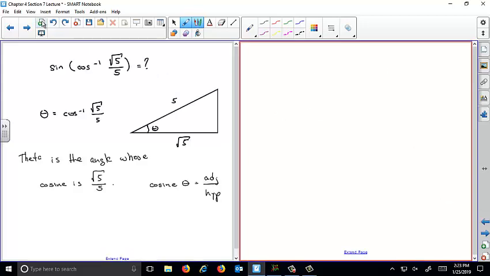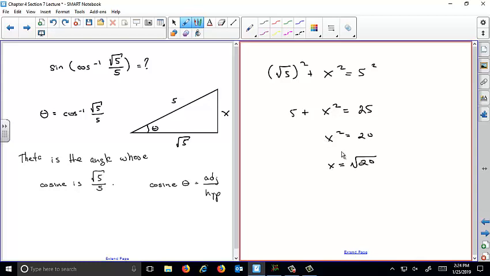So what we need to do is figure out what x is. Again, the Pythagorean theorem says the square root of 5 squared plus x squared equals 5 squared. So you get 5 plus x squared equals 25. X squared equals 20. X equals the square root of 20. So that's what x is.